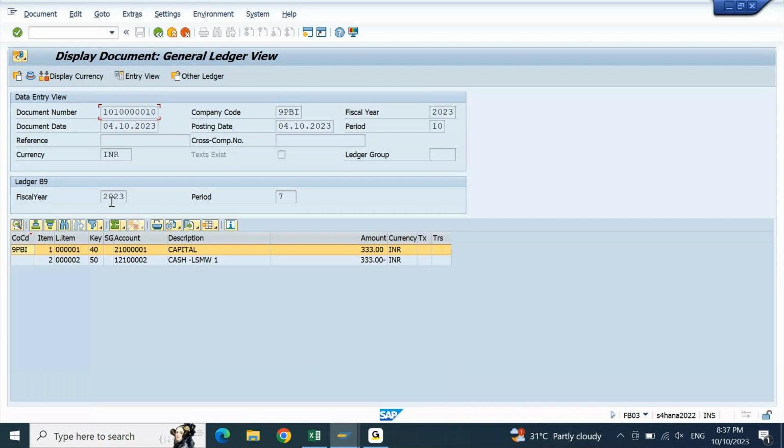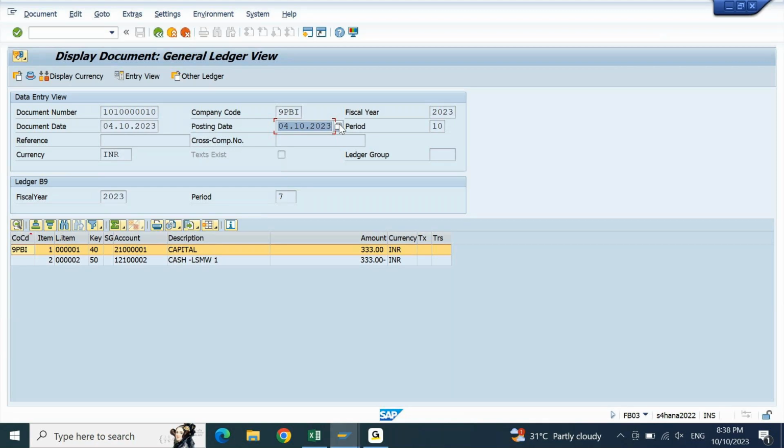Yes. Similarly, if I click on the other ledger, the same entry in non-leading ledger B9 will be reflected in year 2023 period number 7. This will be auto updated, so we don't need to do anything, because you updated the appropriate fiscal year and posting period variant for your company code, which represents your leading ledger and your non-leading ledger. Even though it is giving you period number 10 here, when it comes to non-leading, it has become 7. Right?